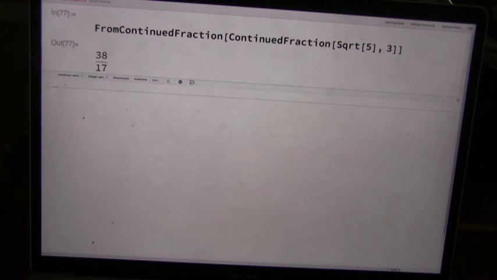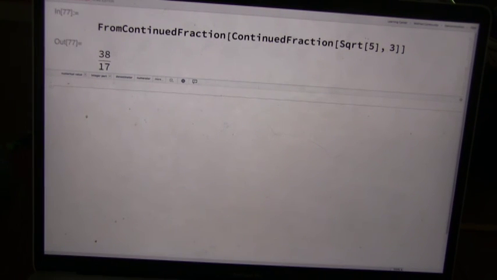And can you see that 2 plus 1 over 4 plus 1 over 4 is 38 over 17? How do you work that out? So 2 plus 1 over 4 plus 1 over 4. So that's 2 plus 1 over 5 fourths. Okay. So 2 plus 4 fifths. No, that doesn't make sense. I may need a whiteboard.